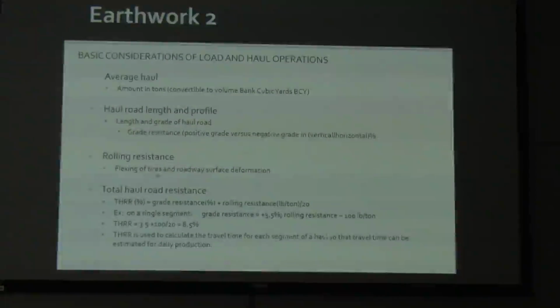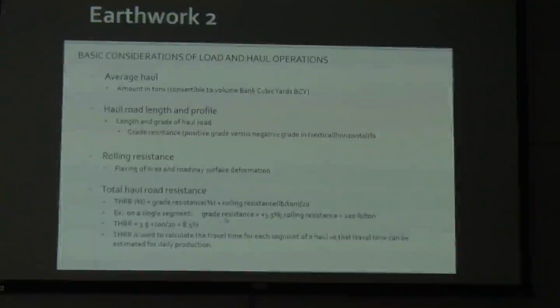Rolling resistance is going to be the flexing of the tires and the roadway surface deformation, which is going to have an impact on the speed that our equipment can actually travel. Total haul resistance, THR in percentage, is equal to the grade resistance in percentage plus the rolling resistance in pounds per ton divided by 20.